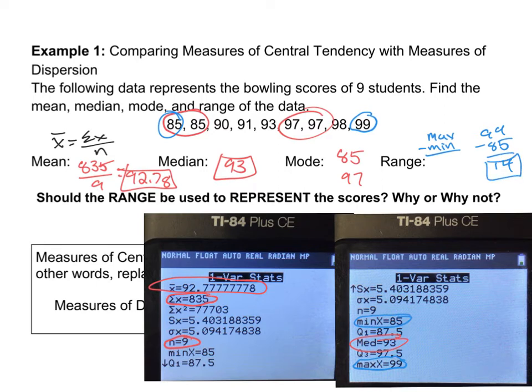And lastly, not lastly, but would the range be used to represent the scores? Why or why not? Probably not, just because the range is just telling you the distance from the smallest to the biggest, how far they're spread out. It doesn't really have any representation. That 14 has no connection to what the actual scores were. It was just more of what's the range, or what's the highest minus the low.